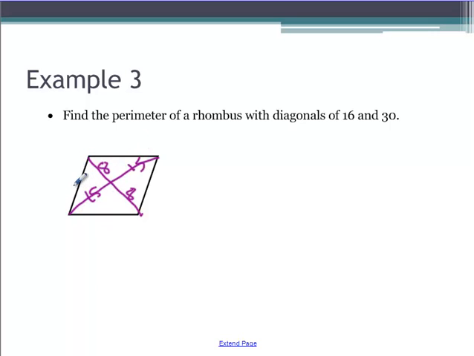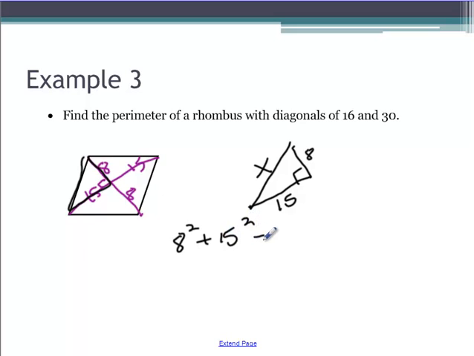So when we start doing this, I'm going to look at one triangle. I'm going to look at just this triangle on the left. Let's bring that triangle over so we can just look at it outside of the shape. That's 8, that's 15, and this side is x. So 8 squared plus 15 squared equals x squared.